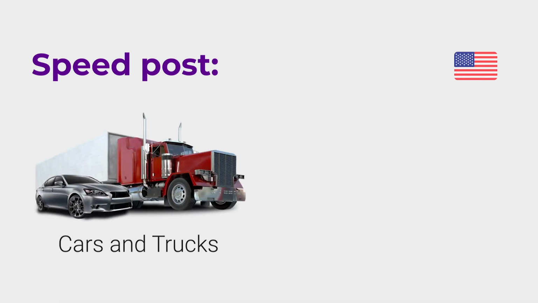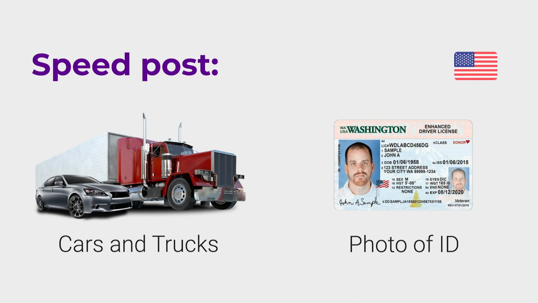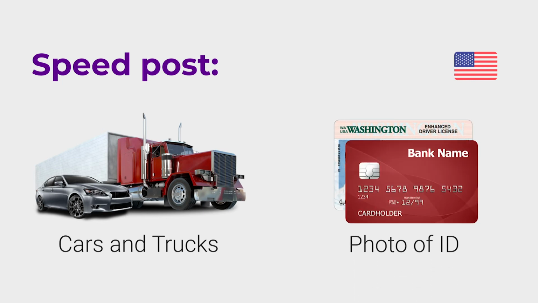By using Speed Post, you can only post in the United States. You can only post cars and trucks. And to activate Speed Post for the first time, you'd have to send us a photo of your ID, driver's license, or a photo of the credit card that you're using for V12.